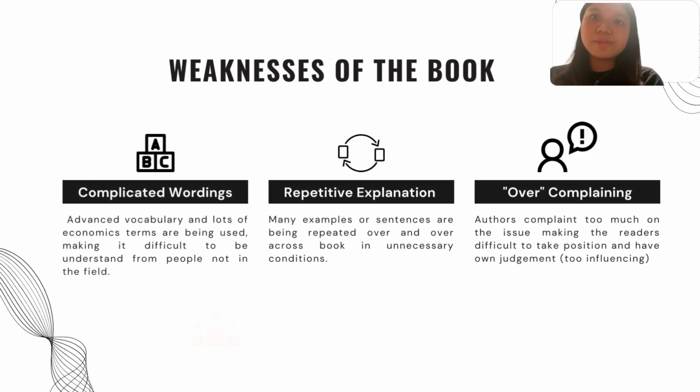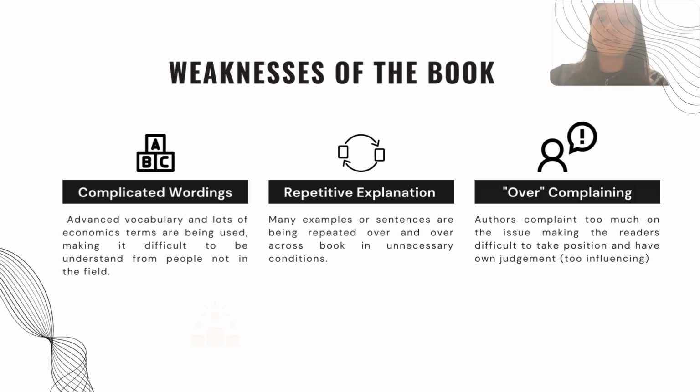Three weaknesses from the book. First, complicated wording. The vocabulary being used is advanced and does not explain the economic terms, which may make readers who are not used to the related topics struggle. Second, repetitive explanation. Many examples or sentences are repeated over and over across the book unnecessarily. And third, over-complaining. The author complains too much about the issues, making it difficult for readers to take a position and form their own judgment.